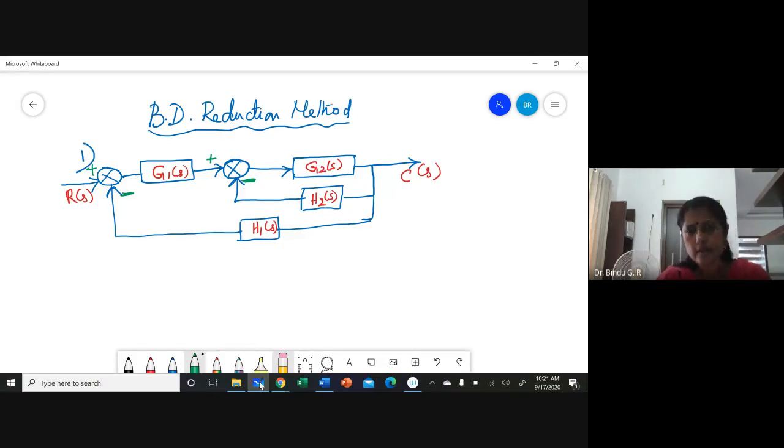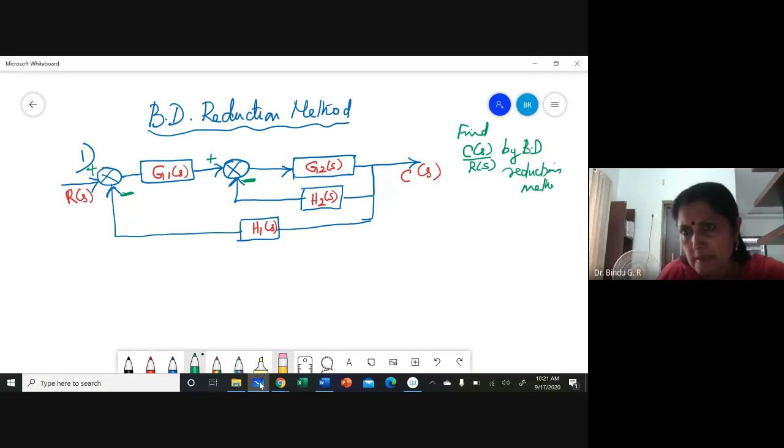This is the block diagram that is given, and I am asking you to find out the overall transfer function C(s) by R(s) by block diagram reduction method.